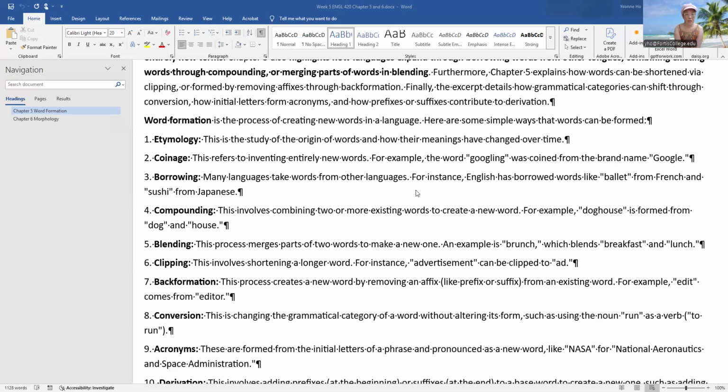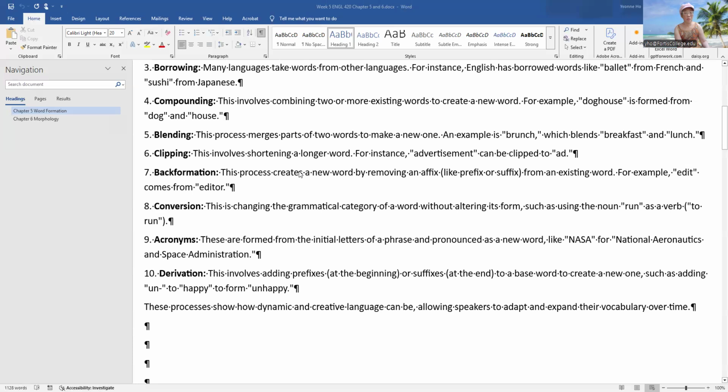Back formation. This process creates a new word by removing an affix, like a prefix or a suffix, from an existing word. For example, edit comes from editor. Conversion. This is changing the grammatical category of a word without altering its form or meaning, such as using the noun run as a verb to run.